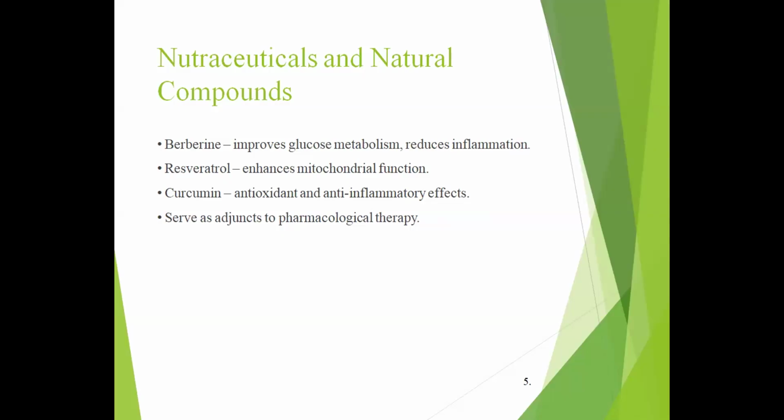Second is resveratrol. It is found in the grape family and berry family. How it works? It enhances mitochondrial function. That's why it improves AMPK signaling, thus better insulin secretion. Third one is curcumin, the most researched one. It is a potent antioxidant and anti-inflammatory drug. So by combining nutraceuticals along with our pharmacological and non-pharmacological approach, we can enhance the therapy regimen.